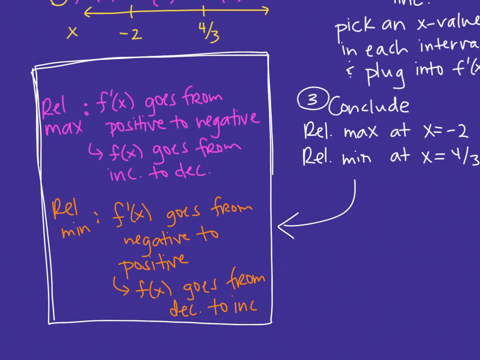In general, here's how we can make these conclusions. We have a relative maximum from our first derivative test if our first derivative goes from positive to negative, because that means our function increased then decreased at that point. A relative minimum occurs when our first derivative goes from negative to positive, because our original function decreased and then increased at that x value.